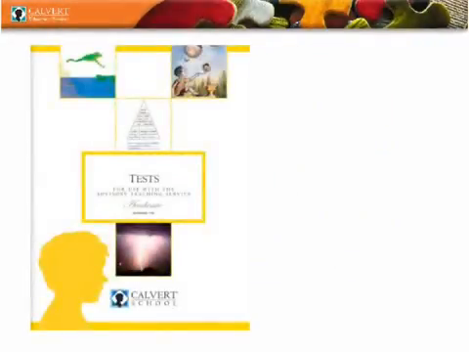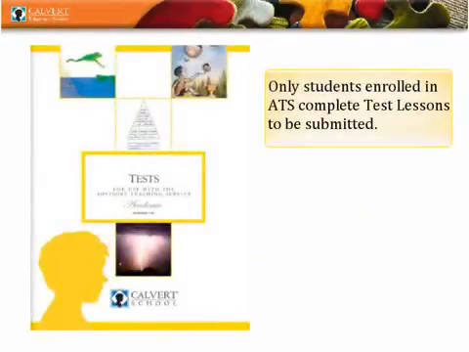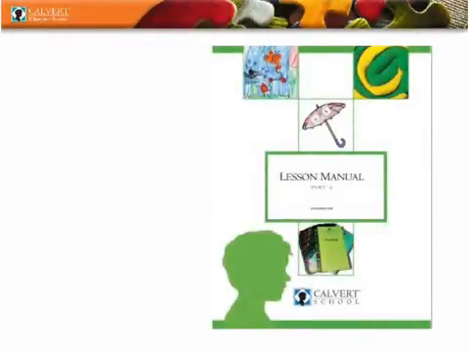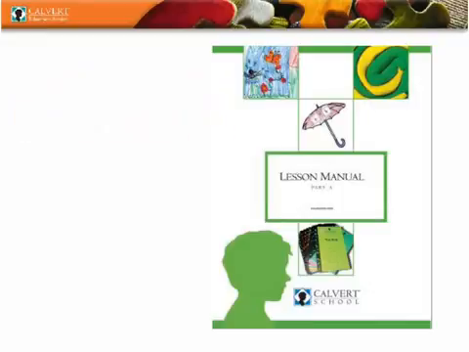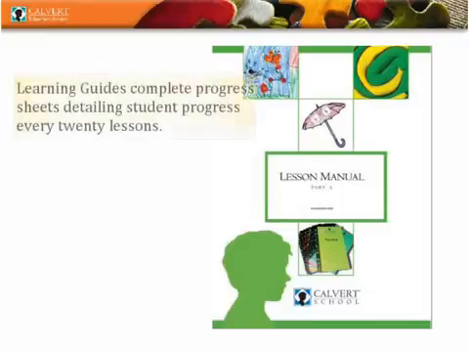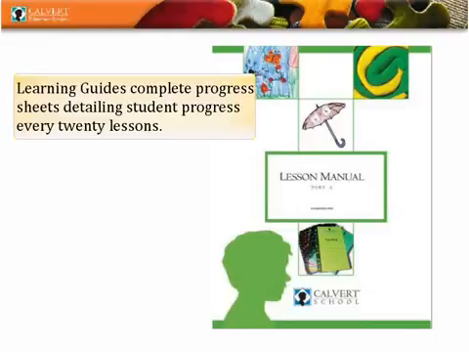Once your student has completed a set of 20 lessons, he is ready to complete the assessment. Please note that the kindergarten lesson manual is set up slightly different. Students only complete instructional lessons. Kindergarten students do not have review or test lessons. Instead, learning guides complete progress sheets detailing student progress every 20 lessons.